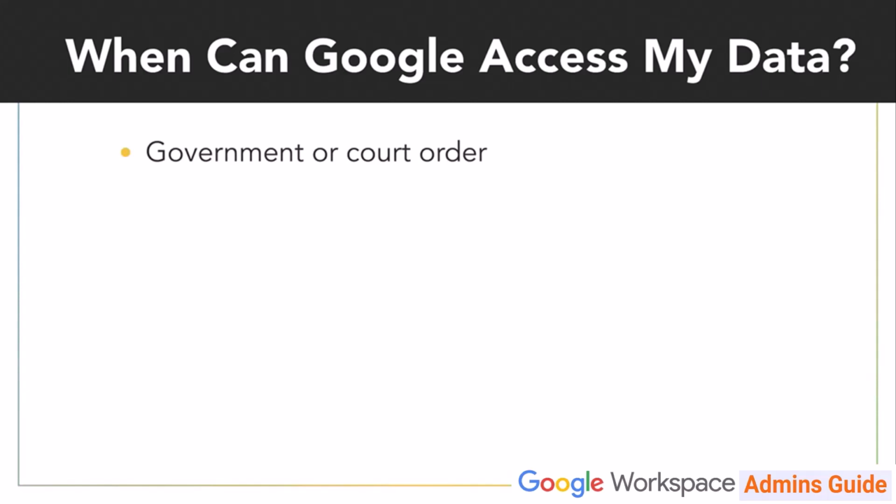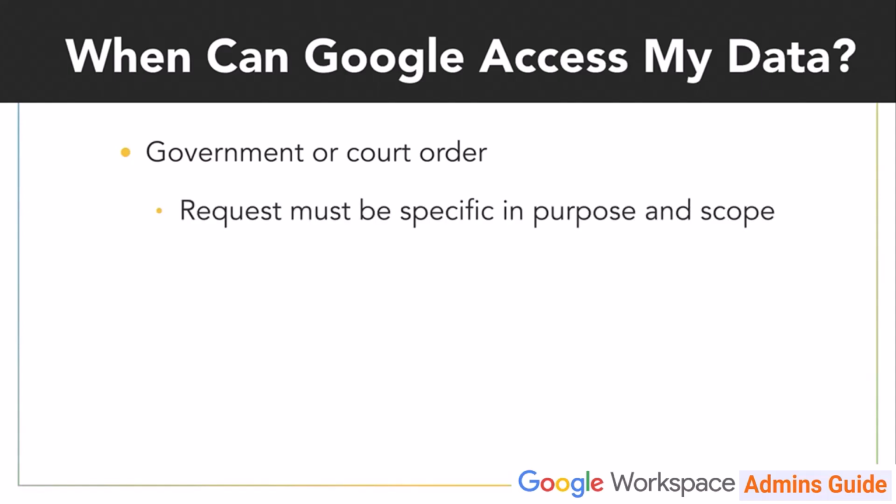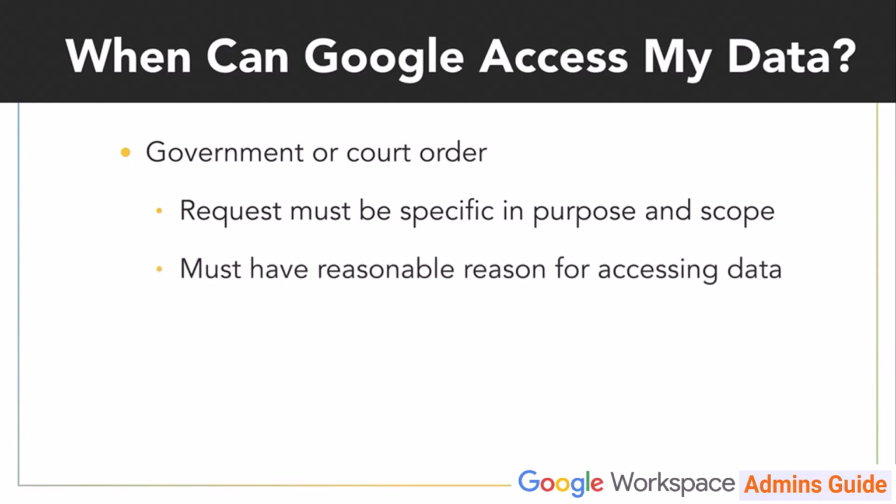First is requests by government or court order to access or remove data. While Google must comply with these requests, Google has an established process and strict guidelines for handling them. Legal or government requests for data must be specific in purpose and scope, meaning that in the event of a court-ordered request of your data, the request must contain reasonable justification for accessing the data, and the scope of the access will be limited only to what's absolutely necessary to fulfill a request.